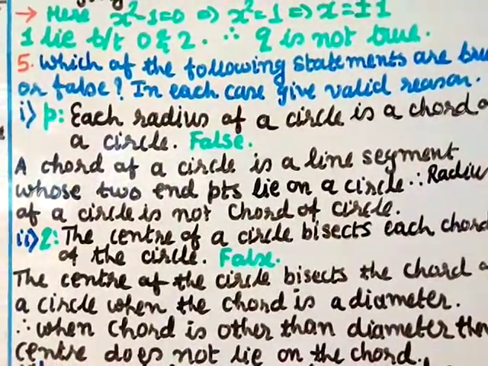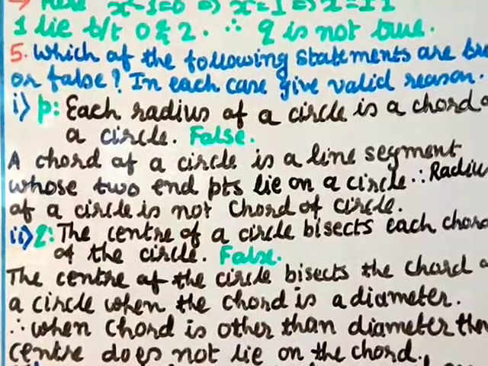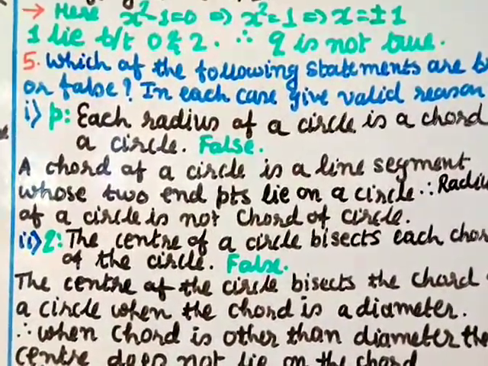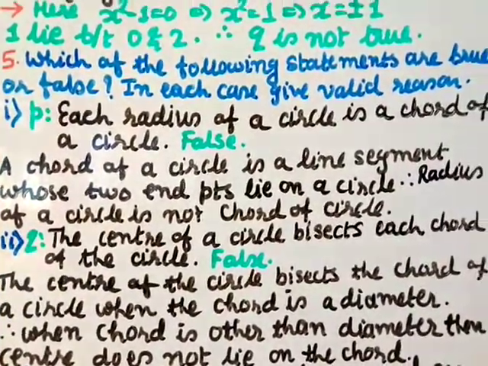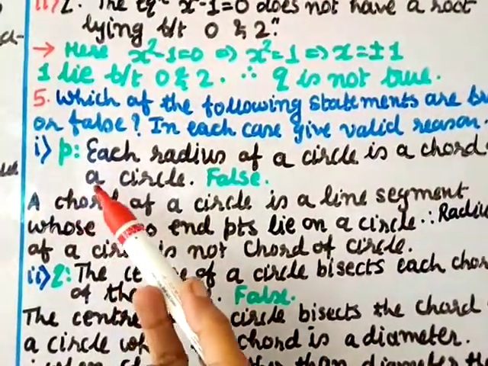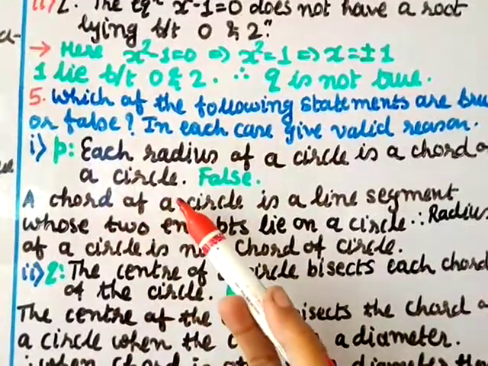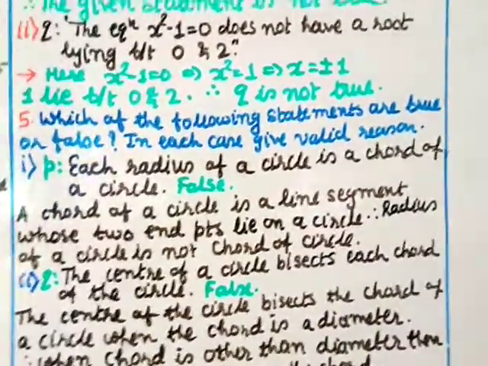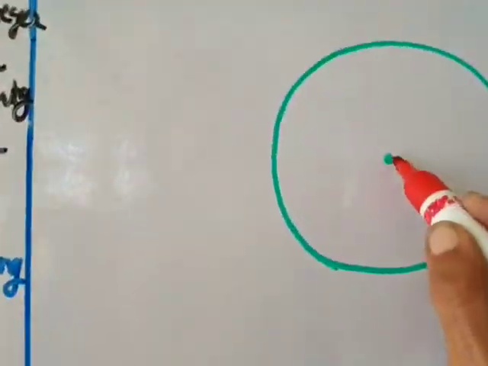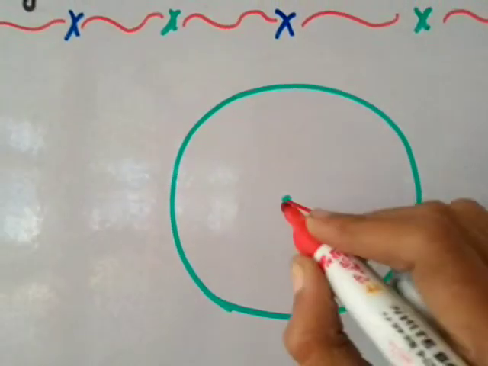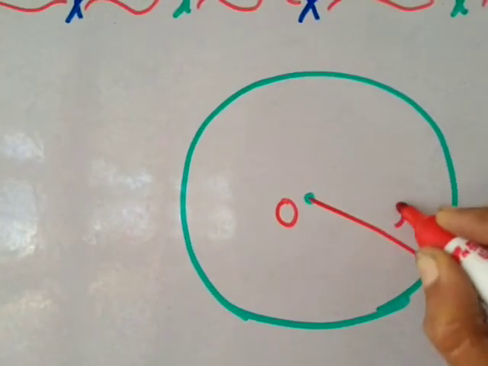Question number 5. Which of the following statements are true or false? In each case, give a valid reason. Roman number 1. P: each radius of a circle is a chord of a circle. You know that is false, right? Why? Because you know the radius is this one, right? This is my circle, this is suppose center O, and this is the radius R.